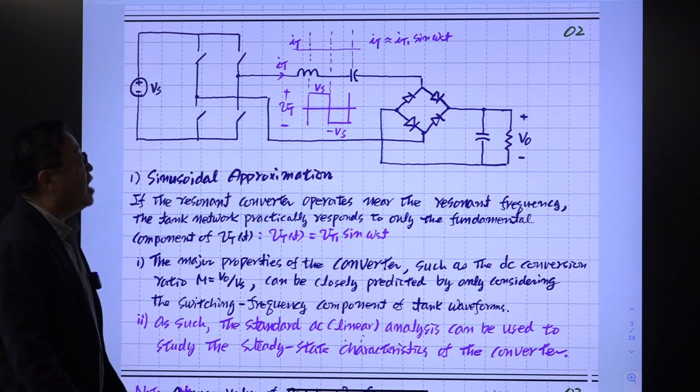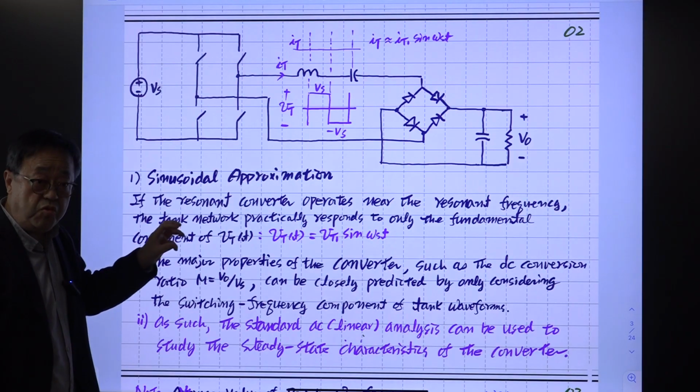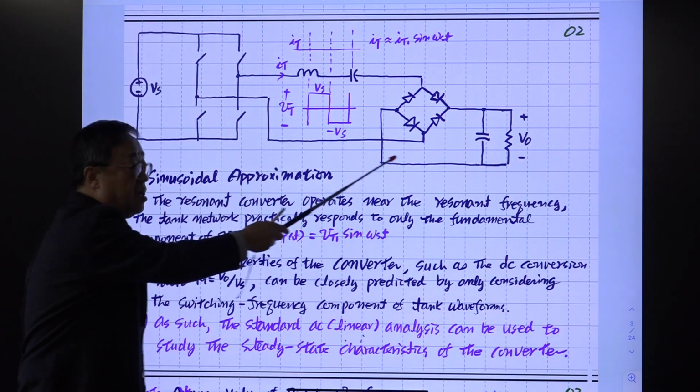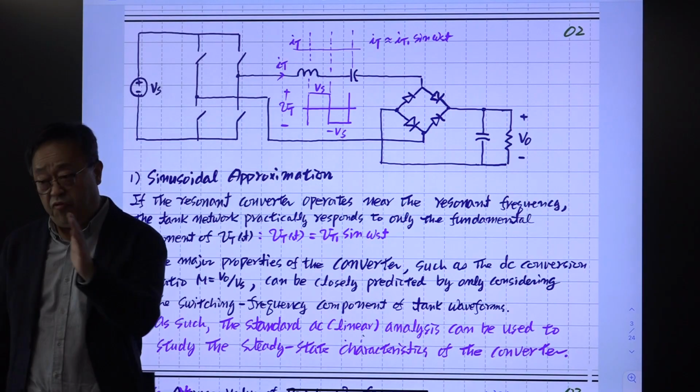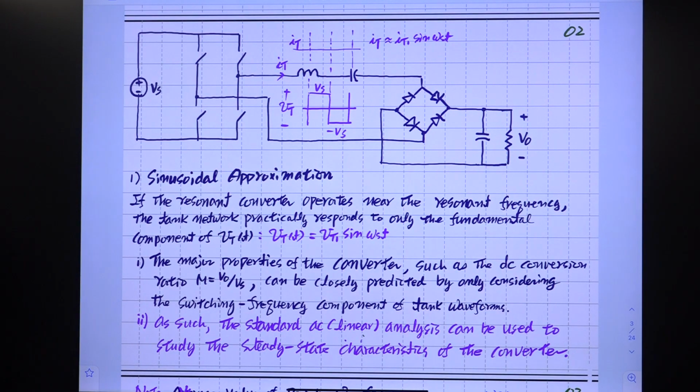So if that is true, and that can be true if the Q of this resonant tank is very large and the operational frequency is at or near the resonance, that must be true. Then this statement is true: if a resonant converter operates near the resonant frequency, this resonant tank practically responds to only the fundamental component, which is this, the first component of the Fourier series. Vt1 is the magnitude of the fundamental component.